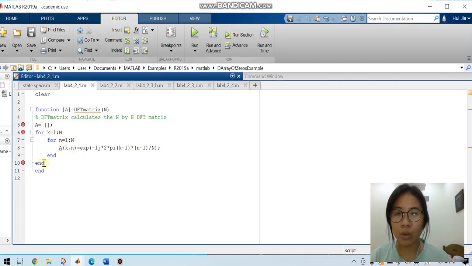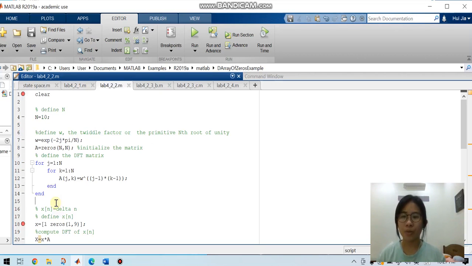While the line for n equal to 1 colon n means that the function A in bracket k comma n equal to exponential in bracket minus j times 2 times pi times k minus 1 times n minus 1 over n will be evaluated with n equal to every integer between 1 and n. The values obtained from A in bracket k comma n would be stored into A, and the function will end here.